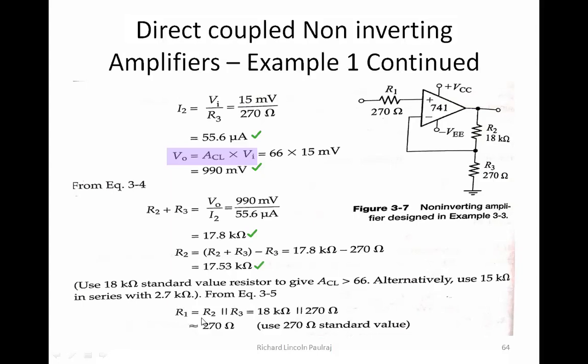So R1, okay, now the only thing pending is we have to calculate R1. We know that it is in parallel with R2 and R3. So I have 18K and 270 ohms. So we are going to get approximately about 270 ohms. Is it right? Is the value fine?